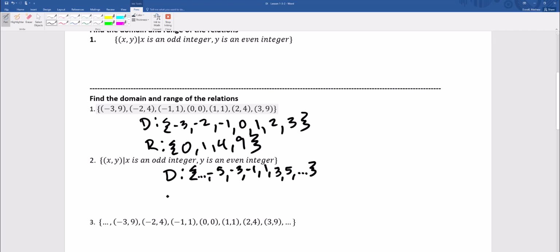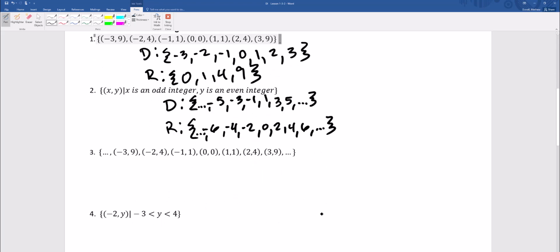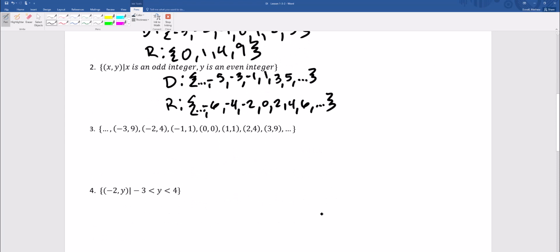And then the even integers for the range, same idea, but now I just list the even numbers. So ..., -6, -4, -2, 0, 2, 4, 6, ... For this next one, same idea, because it says ... that means we know that it goes on forever.